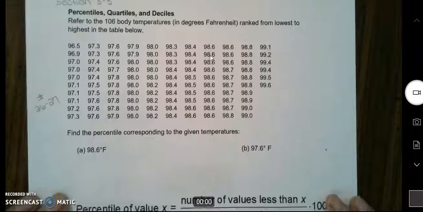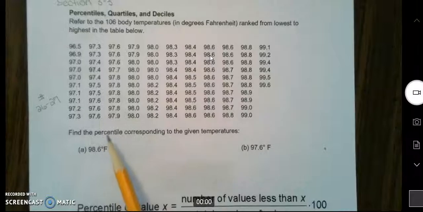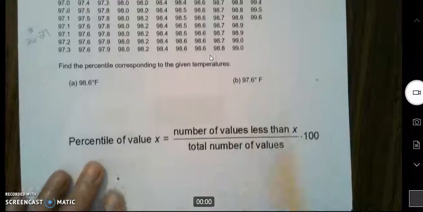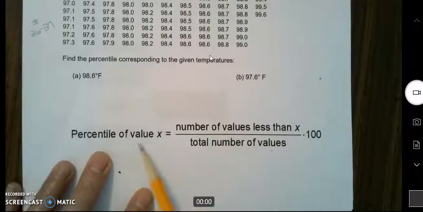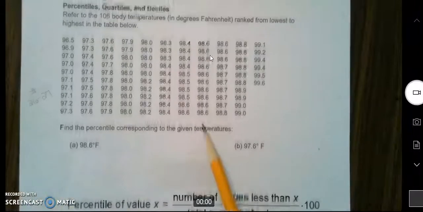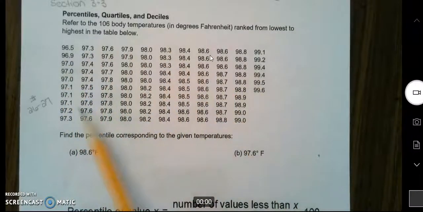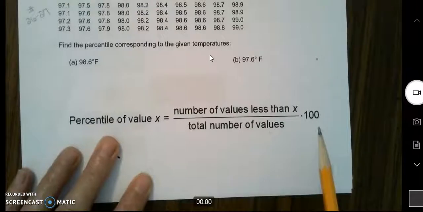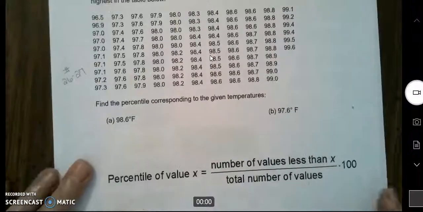Okay, for this one, they give us a temperature and they ask what the percentile is of it. So this is the formula we're going to use. The way we find a percentile of a number is we count how many values are less than that value, divide by the total number of values. Here we have 106 temperatures altogether. And then we multiply it by 100. Okay, so let's do this first example.